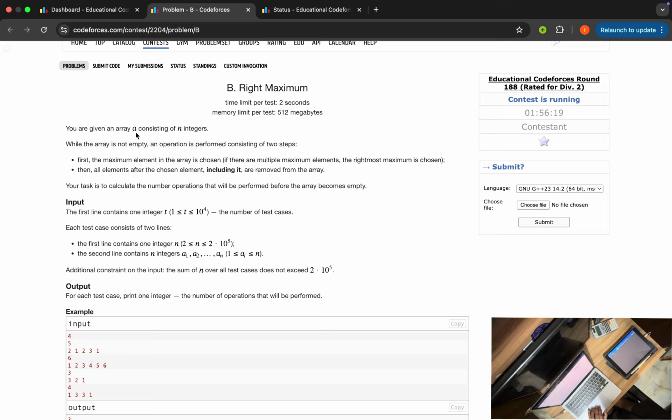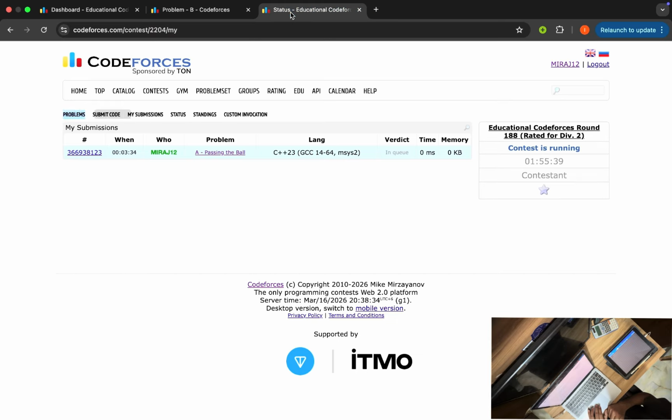Okay, you are given an array consisting of integers. While the array is not empty, an operation is performed consisting of two steps. First, the maximum element in the array is chosen. If there are multiple maximum elements, the rightmost maximum is chosen. Then all elements after the chosen element, including it, are removed from the array. Your task is to calculate the number of operations that will be performed before the array becomes empty.